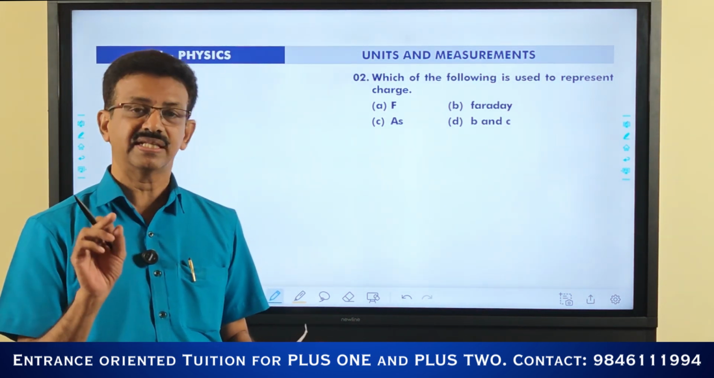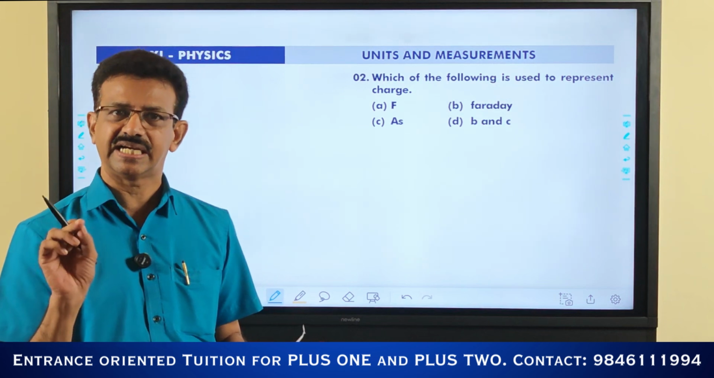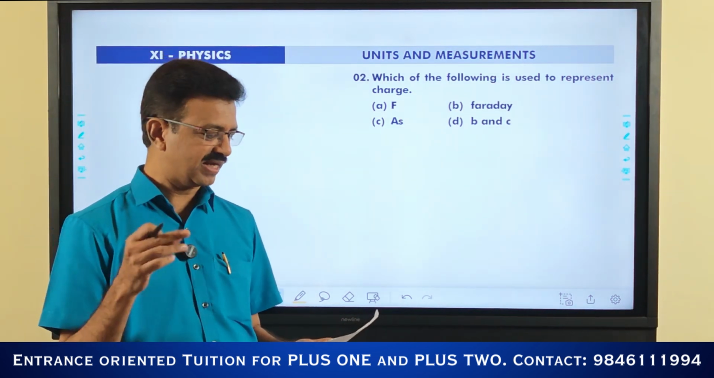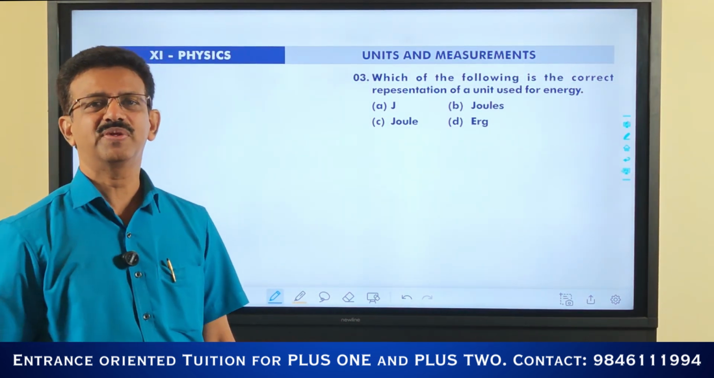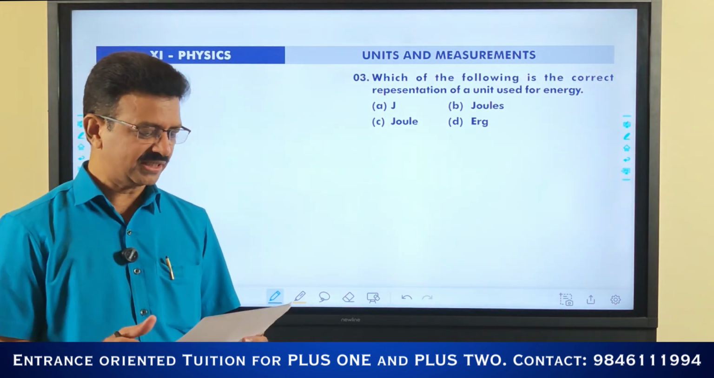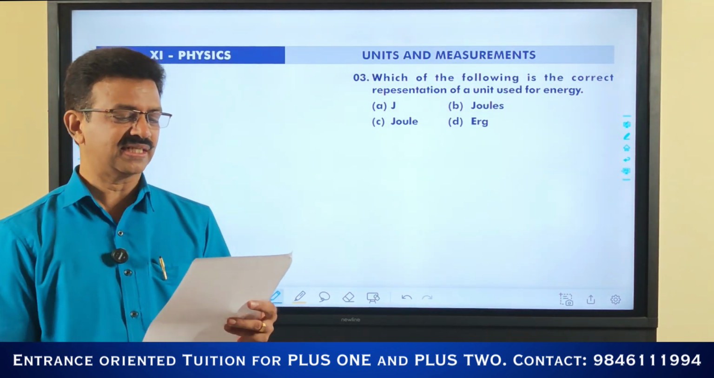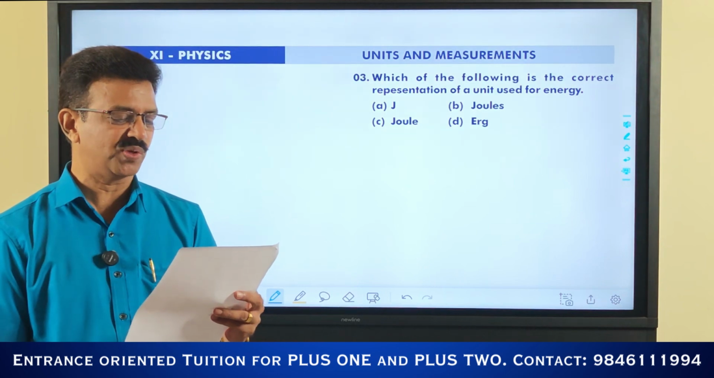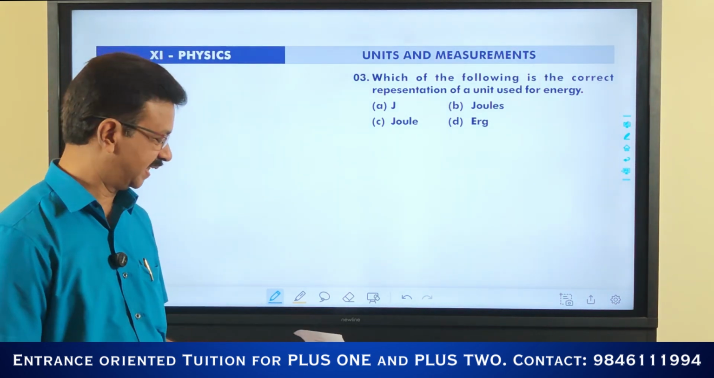For the second question, the correct choice is D. Now, let's go to the next question. Let's move to the third question. The question is, which of the following is the correct representation of a unit used for energy?